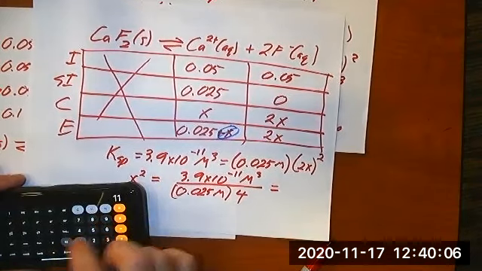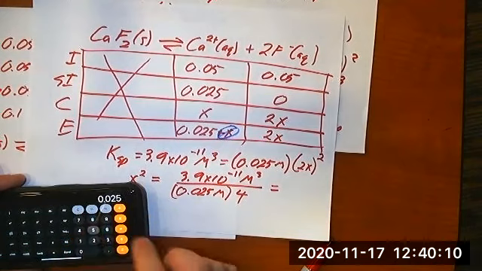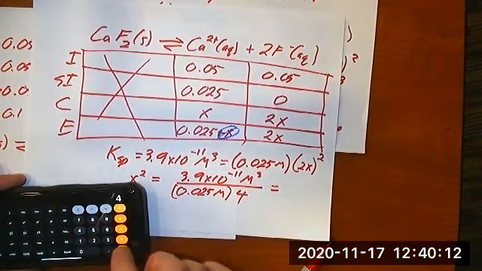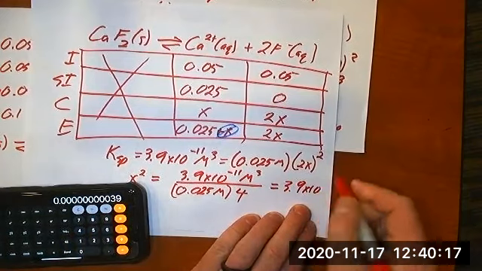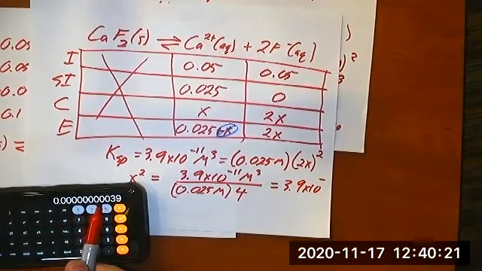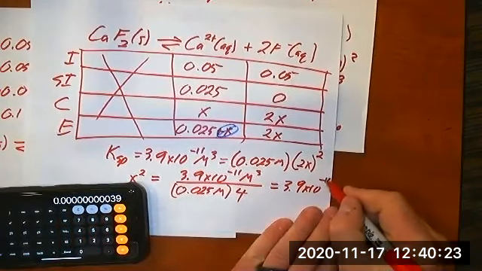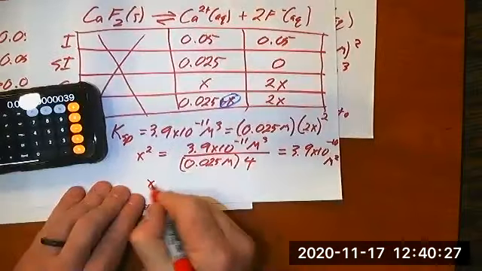3.9 times 10 to the negative 11th divided by 0.025 divided by 4, and we get 3.9 times 10 to the negative 10 molar squared. Take the square root of that.